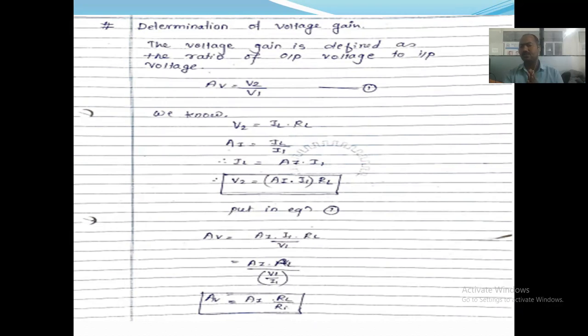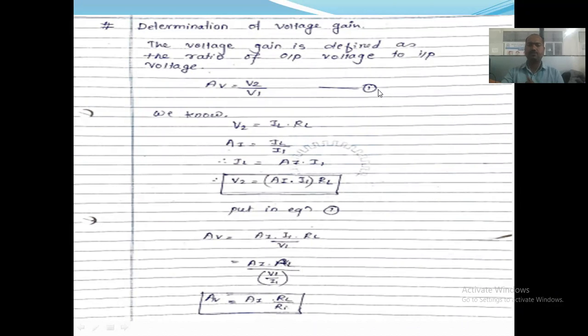These are the things used for the purpose of designing the particular amplifier and for the particular area. Okay, see, determination of voltage gain. Voltage gain indicates that it is the ratio of the output voltage to the input voltage. We know that any gain is nothing but the ratio of the output to the input. So voltage gain is the ratio of output voltage to input voltage. See, Av equal to V2 divided by V1.